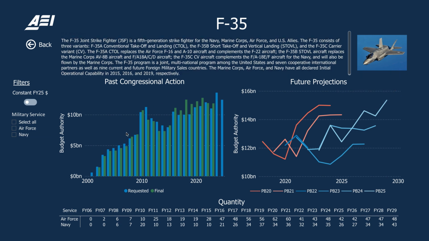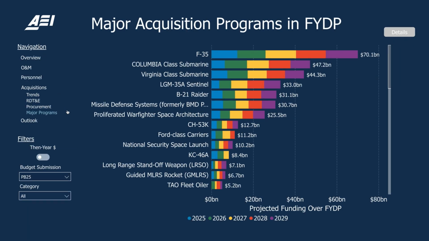And it shows past congressional action for the total program, including all of its related funding lines. It shows you a comparison of the total FYDP projections and the quantity projections. And if you hit back, it'll take you back to that main program page.